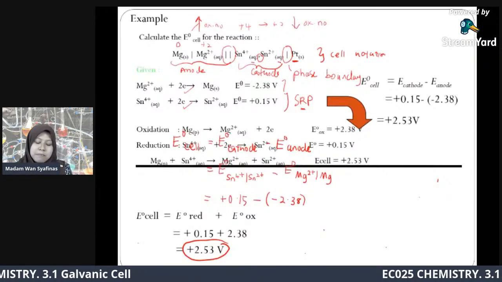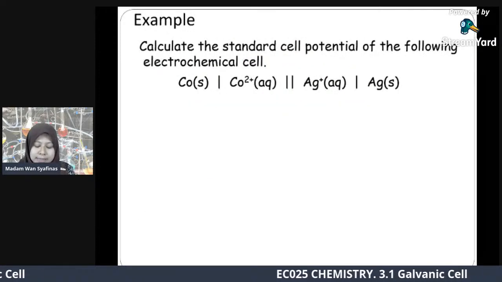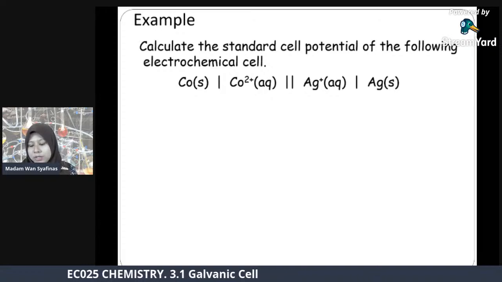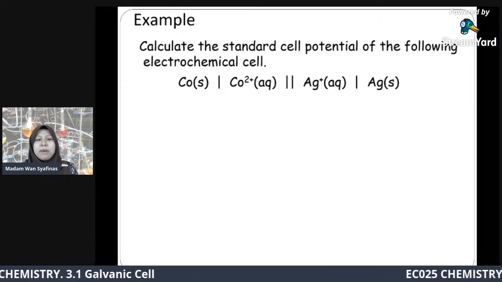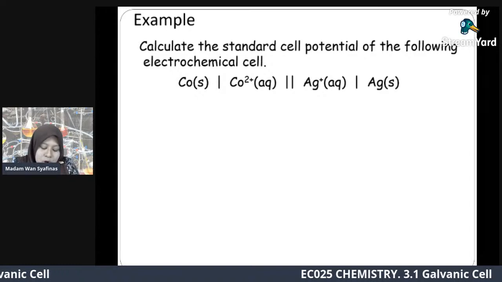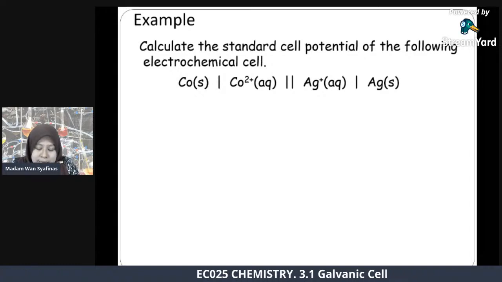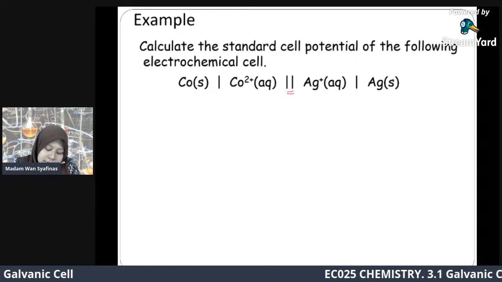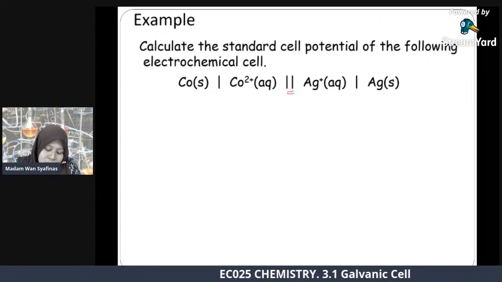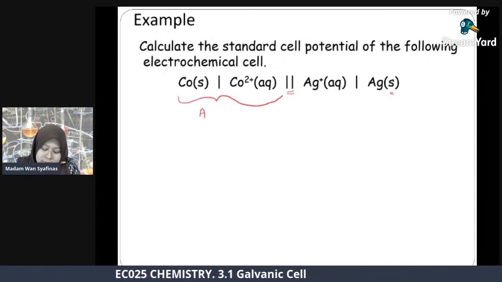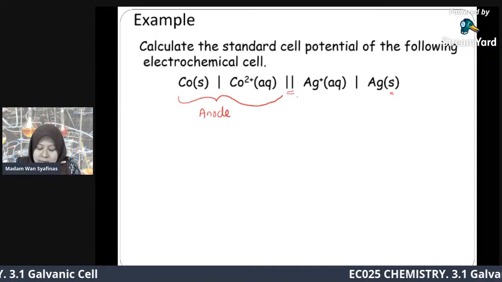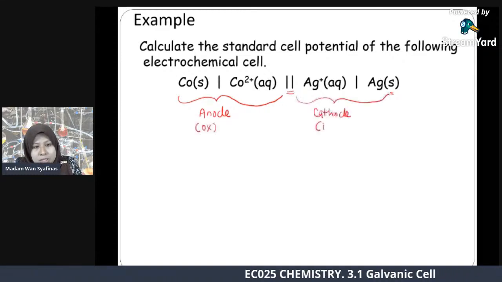Yang ni seterusnya example lah untuk calculate the standard cell potential untuk electrochemical cell melibatkan cobalt dan juga silver. Okay, so ni pun sama. Dia bagi kat kamu dalam bentuk cell notation. Okay, cobalt solid produce cobalt 2+ aqueous ion. Ada salt bridge, ada silver aqueous ion produce silver solid. So on the left side, so this one is anode. On the right side, so this one is cathode. So anode will undergo oxidation reaction. Cathode will undergo reduction reaction.